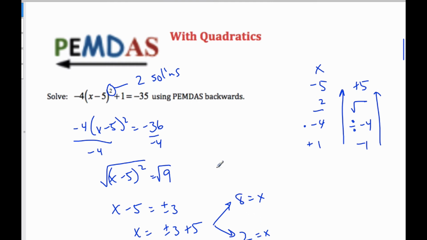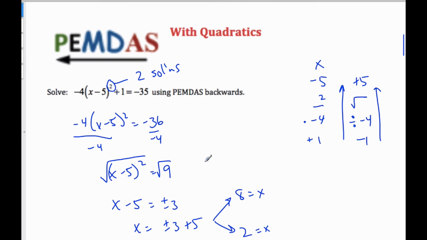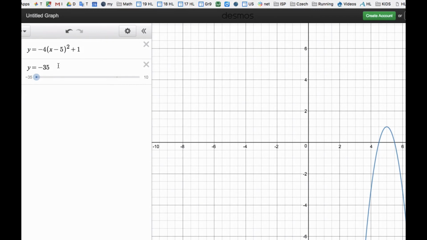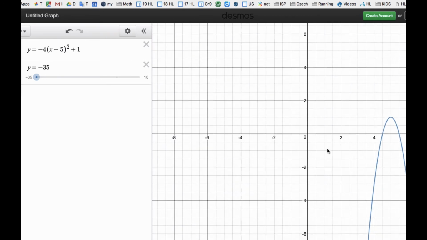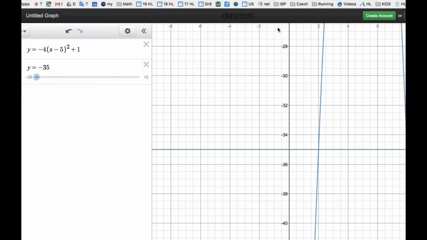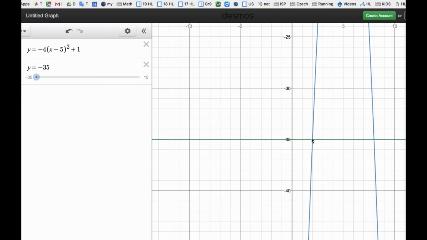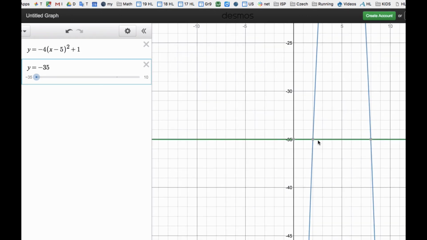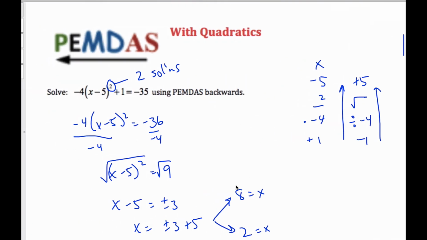And so I'm going to double check that with Desmos, see if I'm on the right track. And so I put it into the graph already. And I have the parabola going upside down because it's negative. I have -35, so in order to find it, I gotta scroll down, go up to -35. Oh, there it is. Okay, and there is my one point of intersection, 2, -35. My other point of intersection, 8, -35. And so I verified it with Desmos. I can tell they're the correct answer.